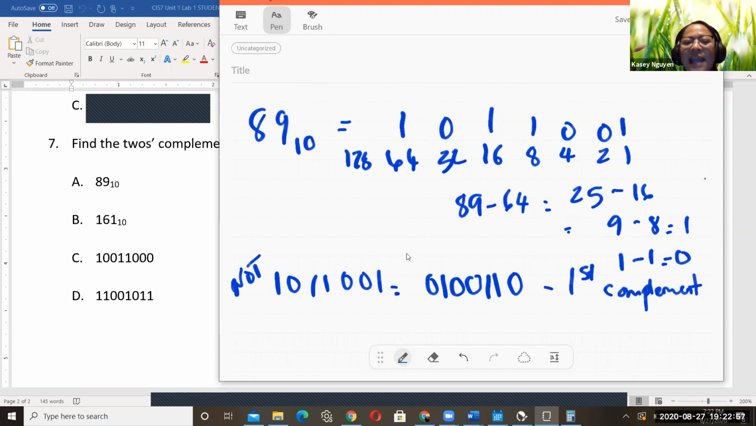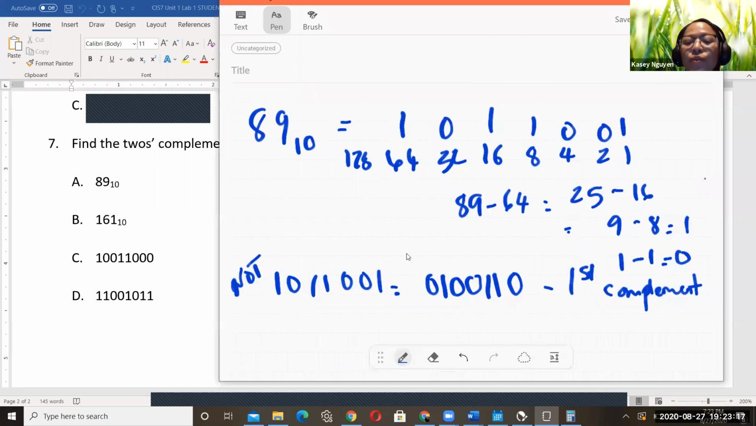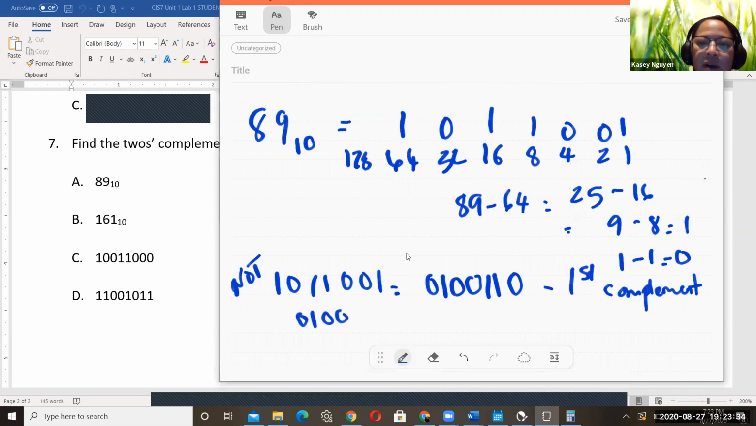So in any number, you have to convert it into binary to start. Once you convert it into the binary, then you're going to not that binary value, you're going to flip the bit. Then after you flip the bit, you're going to add the 1 to the flipped bit, to the not output. And that's going to give us the 2's complement. There are 2 steps, right? So after this, I'm going to take this and plus 1 to it. So we're going to have 0 1 0 0 1 1 0 plus 1.